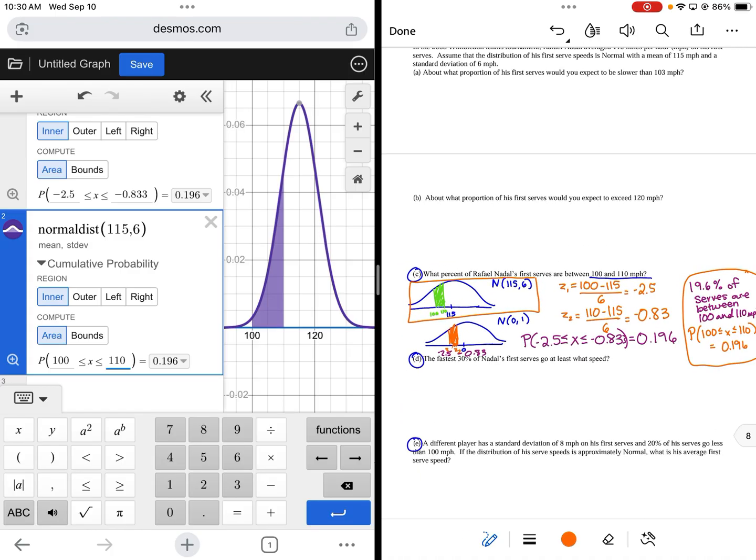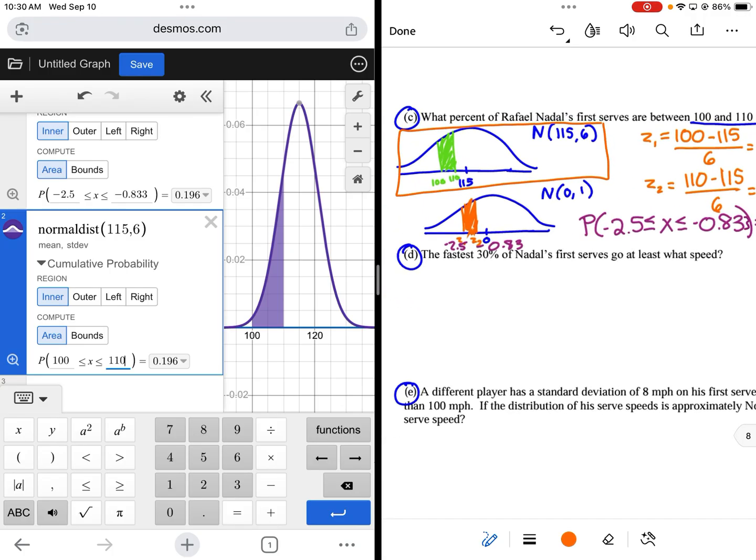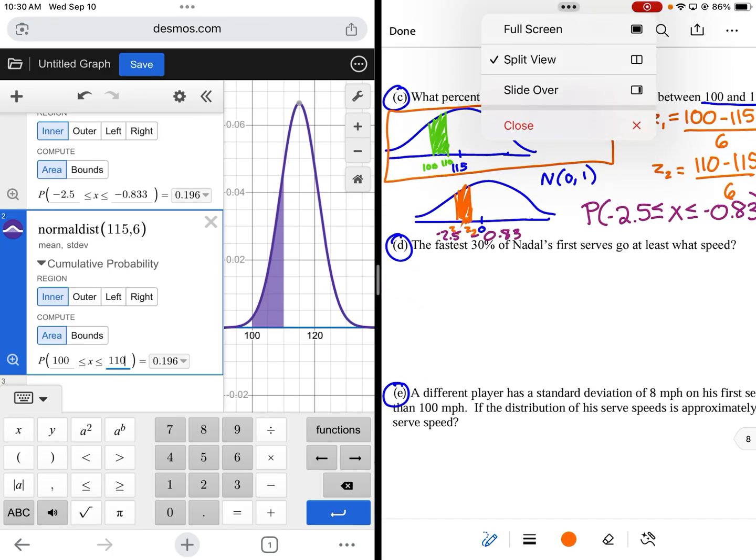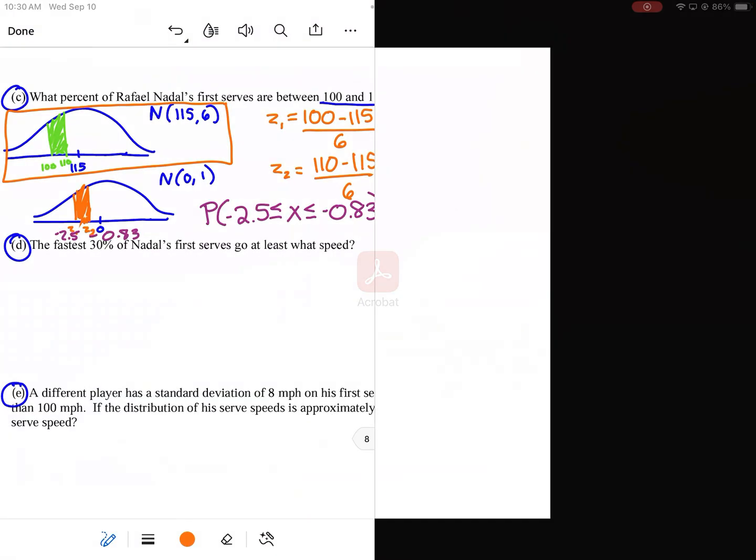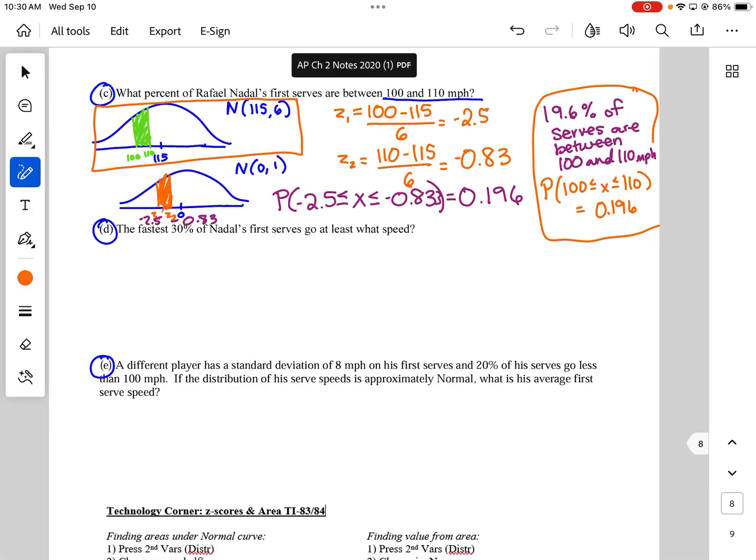Okay. All right, let's look at a different kind of problem, dealing with the same thing though. So keep Desmos open, don't delete it. It says the fastest 30% of Nadal's first serves go at least what speed? So let's go ahead and draw our normal distribution. Go ahead and title it, normal, or label it, 115.6.